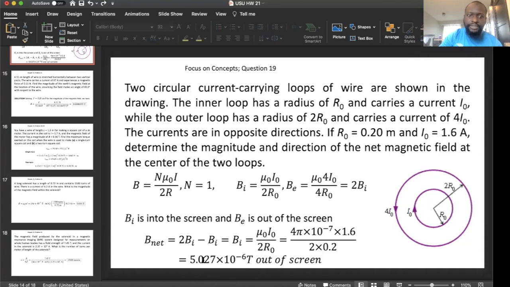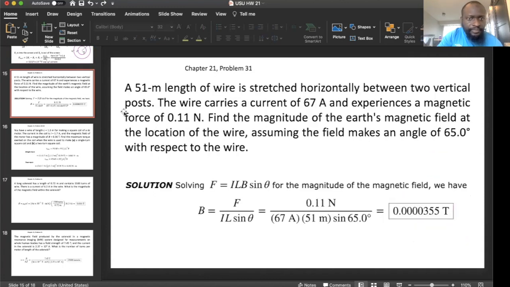Okay, let's go to the next problem. Chapter 21, problem 31 says a 51 meter length of wire is stretched horizontally between two vertical posts. The wire carries this current, experiences this magnetic force, and we have to find the magnitude of the Earth's magnetic field. So we're just going to use F equals IL cross B, or ILB sine theta.